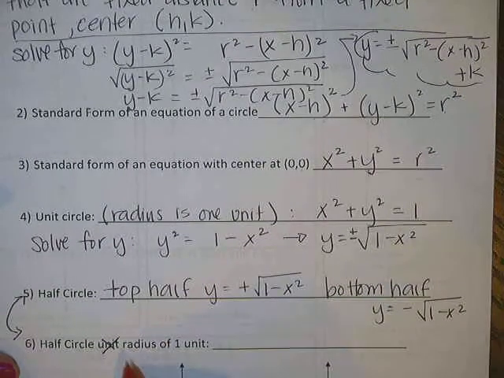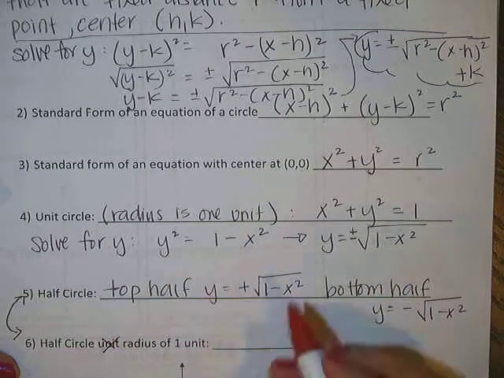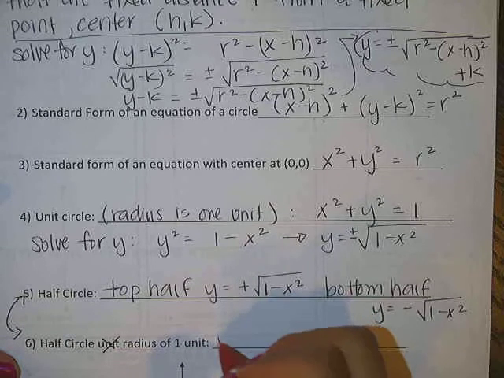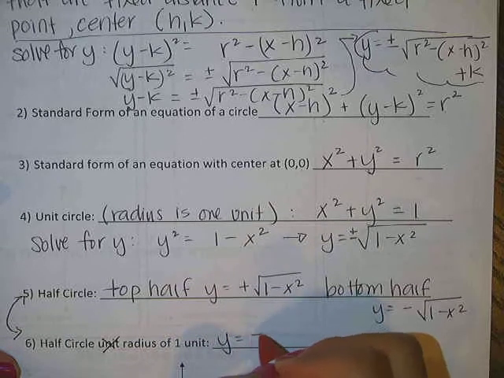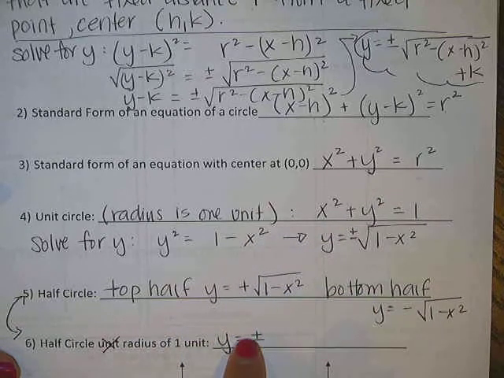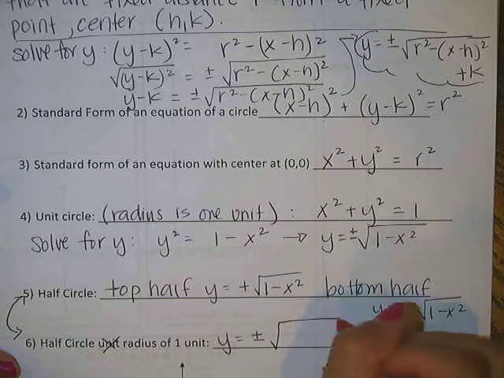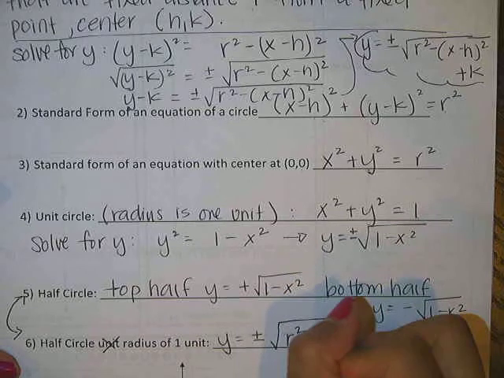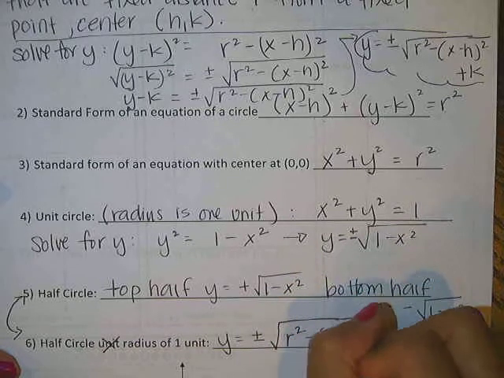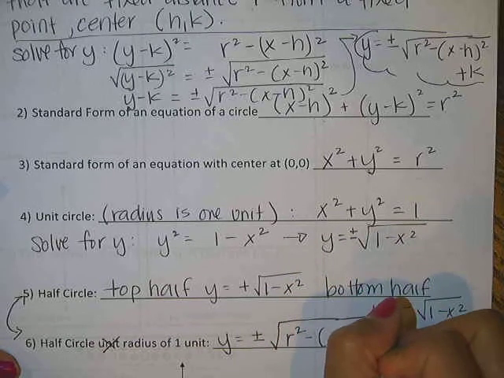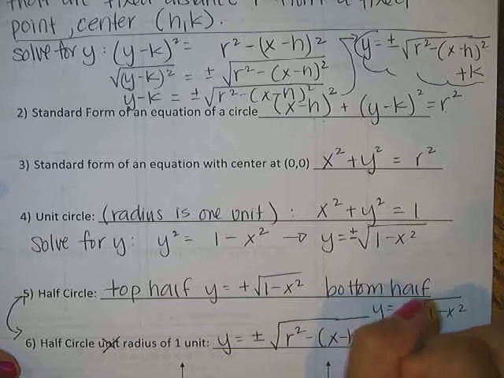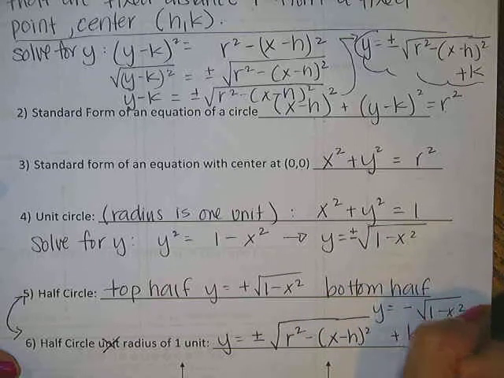So the half circle formula for that would be y equals plus or minus the square root of r squared minus x minus h squared, which is still under the radical, then plus k on the outside. The plus is going to be the top half, the minus is going to be the bottom half.